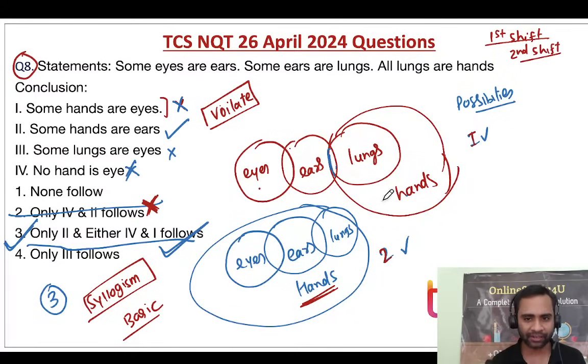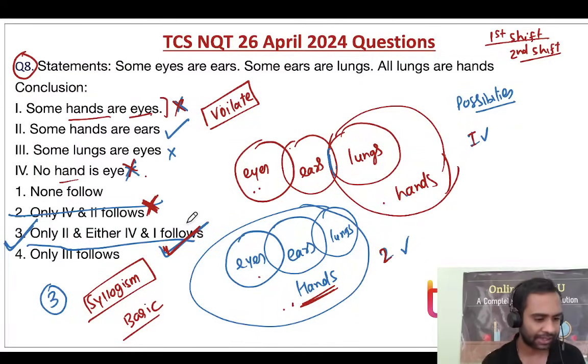In one diagram, there is no relation between hands and eye. In one diagram, there is a relation between hands and eye. So we can't conclude anything about that, right? So in that case, either-or will come into the picture. Either-or says your subject and predicate should be the same, both should be false, and some plus no is one of the conditions of either-or. So your option 3 will become the correct answer.